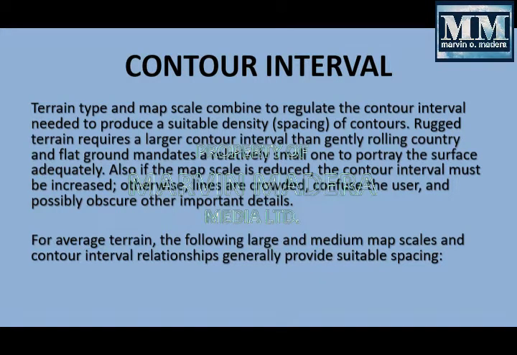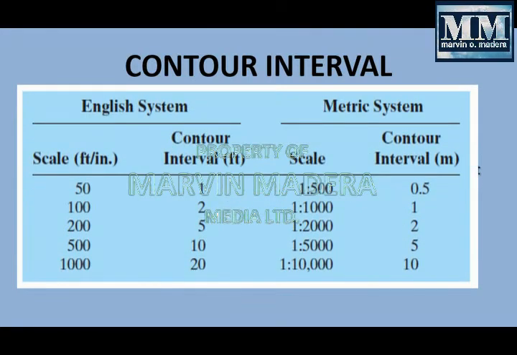For average terrain, the following large and medium map scales and contour intervals generally produce suitable spacing. So this contour interval represents the representation of the ground. We have here from our reference book the suggested contour interval with respect to the scale of the map. For the English system, for a scale of 50 you can have a contour interval of 1 foot. That is very detailed. And for the scale of 1000, you have a contour interval of 20.